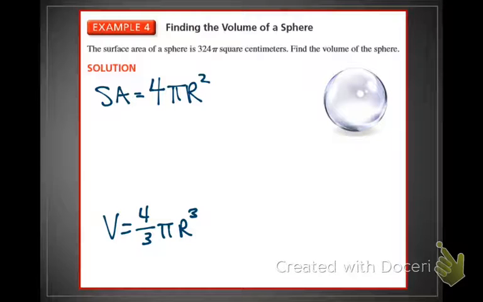So look, listen. Besides pi, what do they have in common? R. What does R stand for? Radius. So think about this. They give you the surface area. The surface area is 324 pi. So let's plug that in just to get your mind thinking.